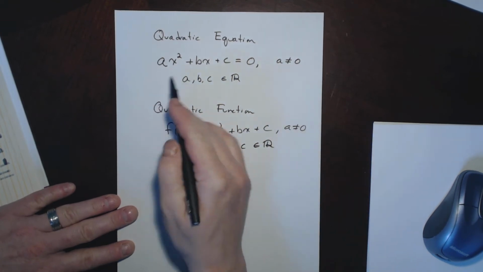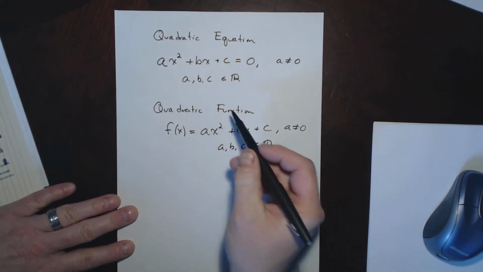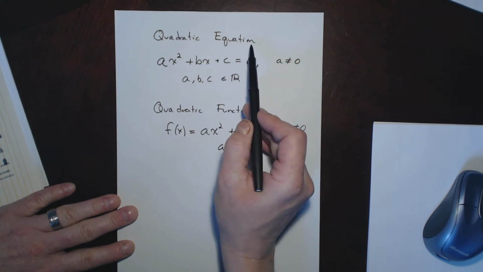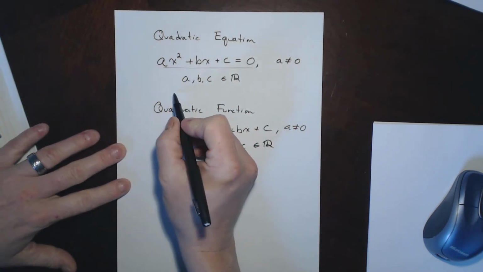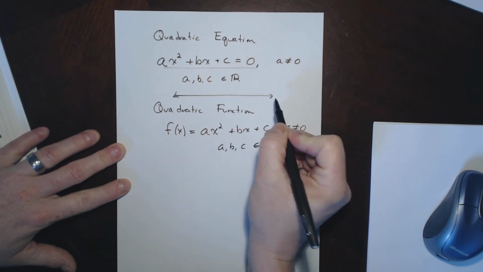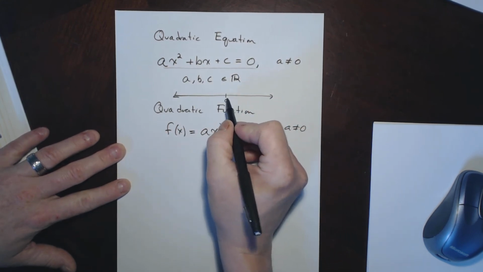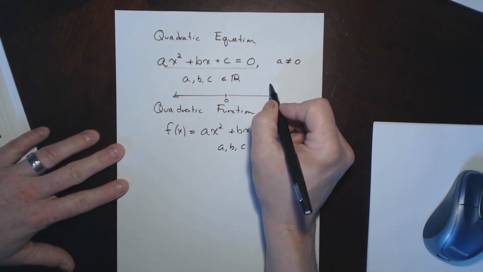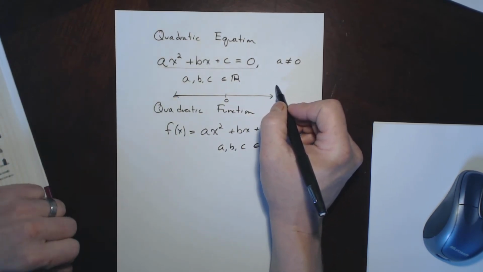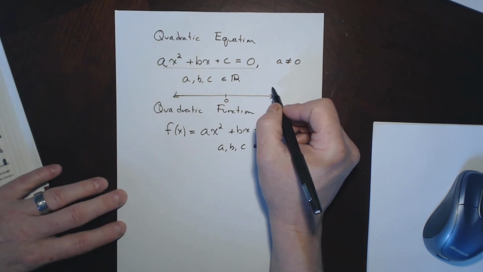Now, the difference between these two is, first of all, a quadratic equation only has one variable on it. So the answer and the solution for this lies on a single number line, and you have the potential for 2, 1, or 0 answers. And we'll talk about that later when we look at the discriminant.